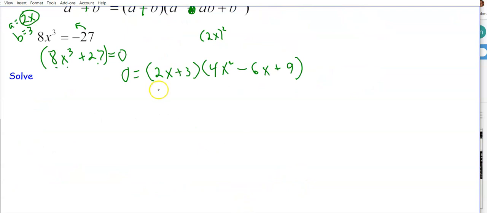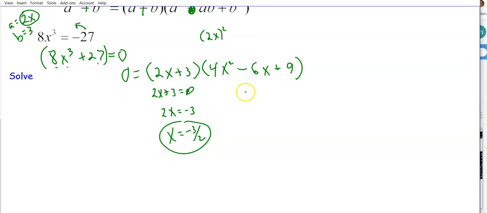Okay, we're going to set each factor equal to 0, so we get 2x plus 3 equals 0. So 2x equals negative 3, so x equals negative 3 over 2. And this one doesn't really factor, so we're going to do the quadratic formula here. So it'd be the opposite of b, which would be 6, over 2 times 4, that's over 8. Square root of b squared, which would be 36, minus 4 times 4 times 9.